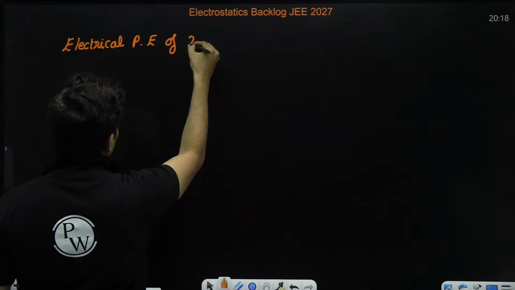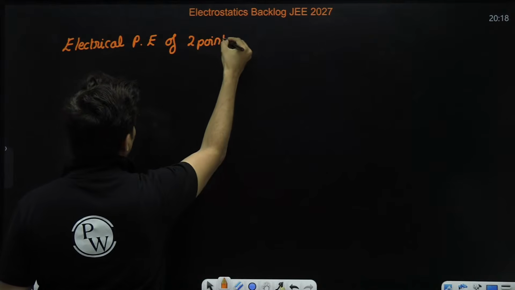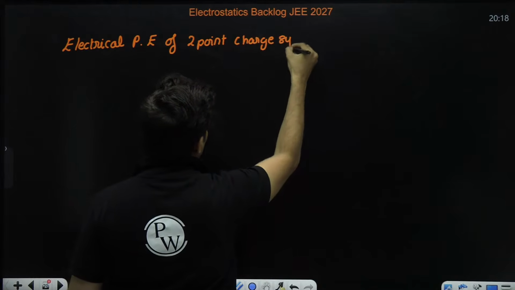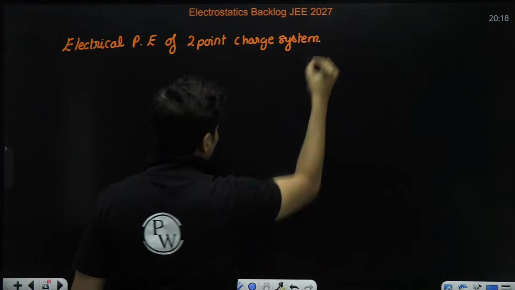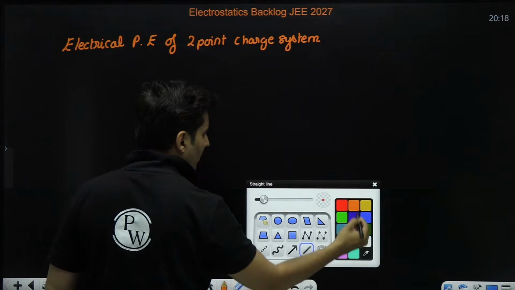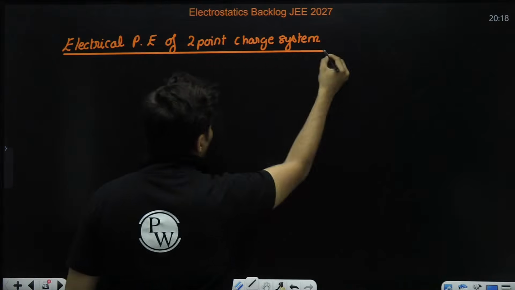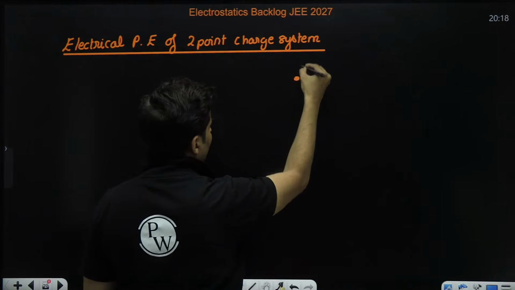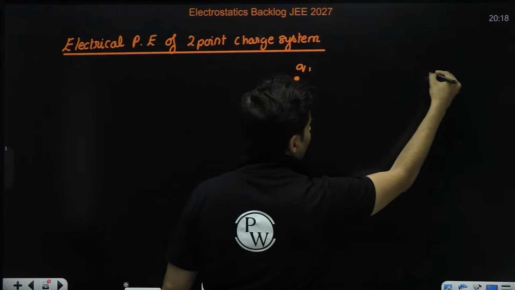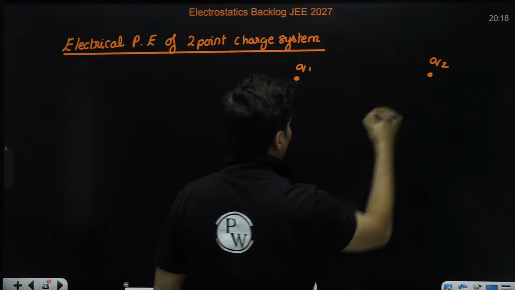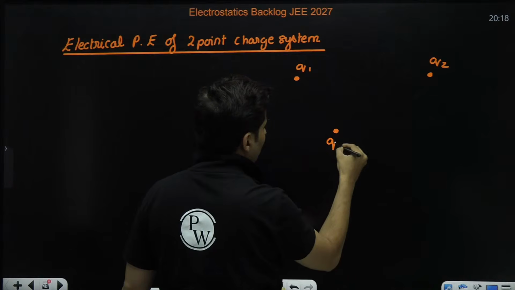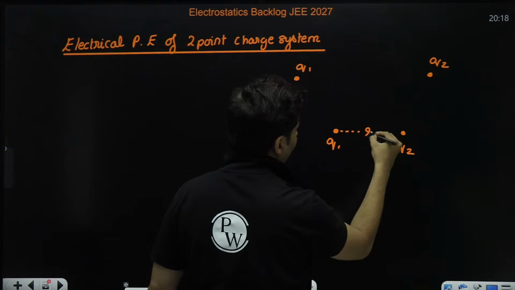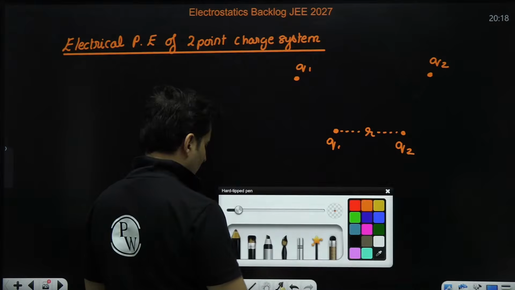So, if I take the electrical potential energy of a 2-point charge system, you will notice first this is Q1, this is Q2. I bring these charges close enough, separated by a distance of r.